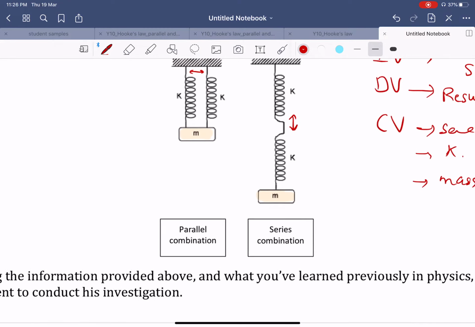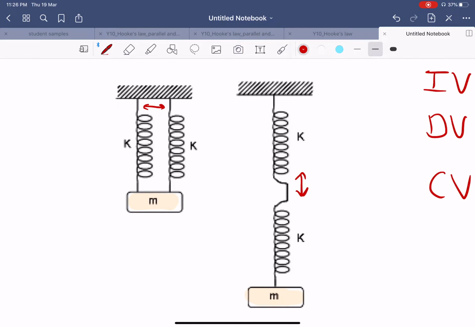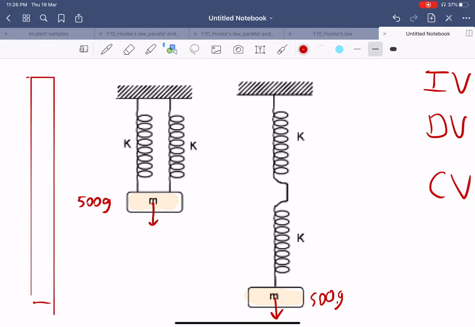What does that mean? If you're still confused about that, let me explain it for the very last time. Okay? When I say that the force is a control variable, it means that for each system at the same time, I'm adding 500 gram, and then using my measuring tool, I'm measuring the extension.